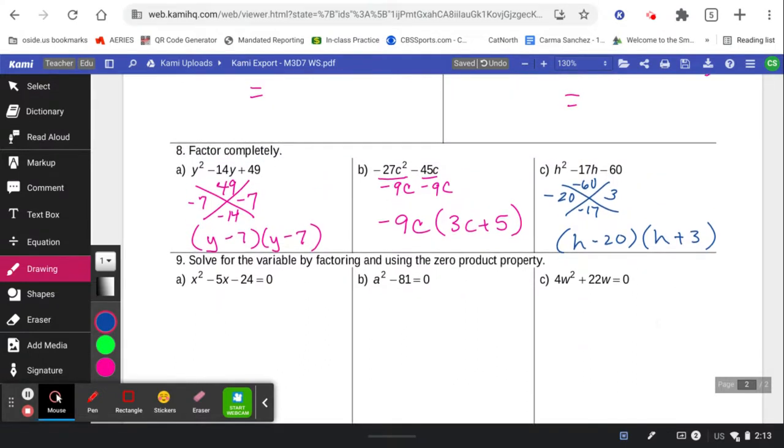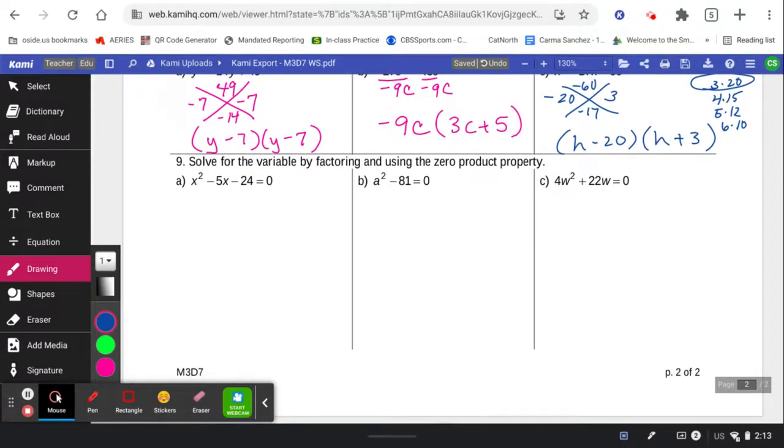Now, what if you're having trouble coming up with the 20 and 3? This is where I wanted you to make a list of factors. So off to the side, you would go 1 times what? 2 times what? 3 times what? 4 times what? 5 times what? 6 times what? Etc., etc. So you make this list and then you see which one subtracts. Now, some people could have been faked out by the 5 and the 12, but the signs don't work for the 5 and the 12. It has to be the 20 and the 3.